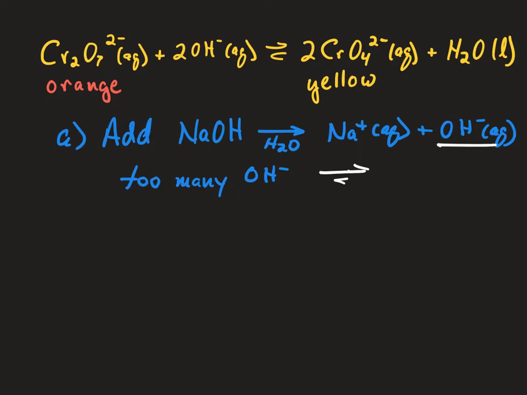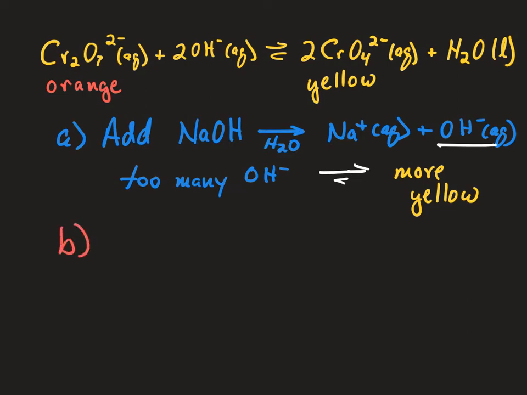Our concentration of dichromate ions would go down. Our concentration of chromate ions would go up. And so our solution would get more yellow, less orange.